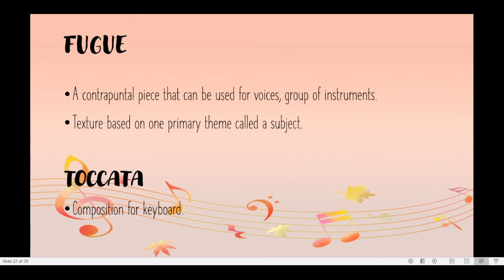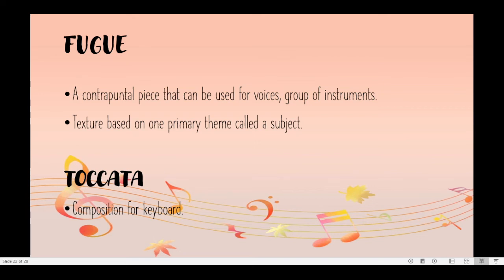So the fugue is polyphonic in texture, based on one primary theme that is called a subject. Okay, so different melodic lines, either voices or instruments, imitate the subject throughout the fugue. Okay, so the texture of the fugue consists of three, four, or five voices. Okay, then the fugue begins with the subject that is presented a cappella, a theme that will be heard many times in the composition but may be repeated by the remaining voices, usually alternating tonic and dominant.